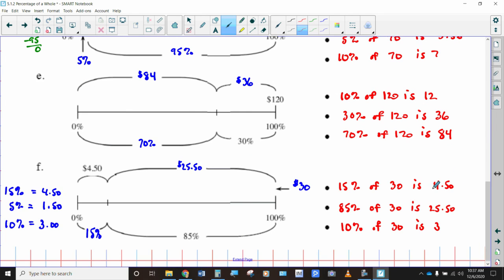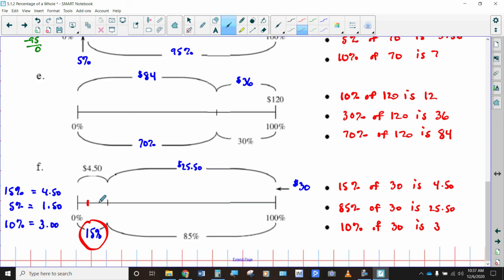And then our last one. So it looks like this is 85%. So I would probably want to figure out what 5% is equal to. Then I can triple it to figure out what 15% is equal to. So what information do we have? We know if this is 85%, then this has to be 15 because the total has to add up to 100%.